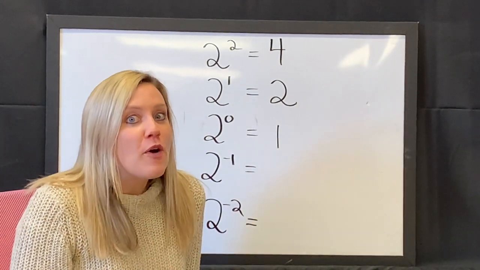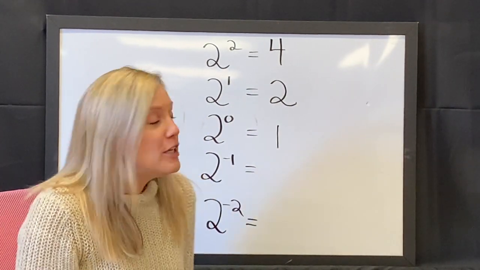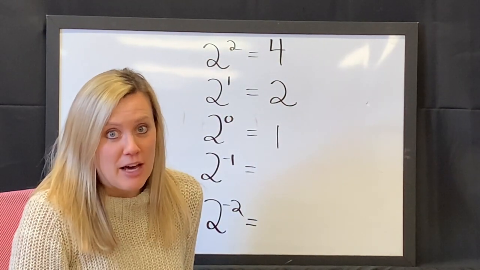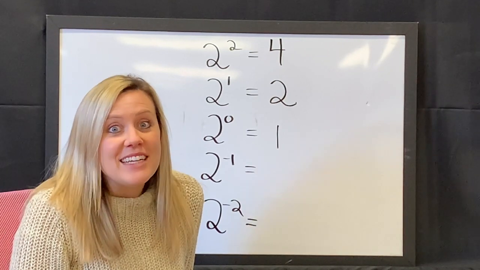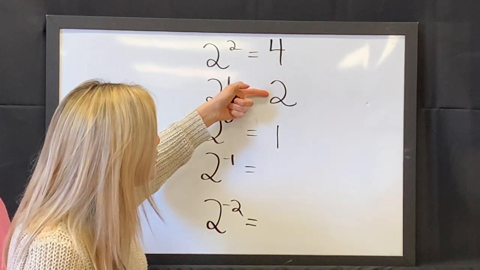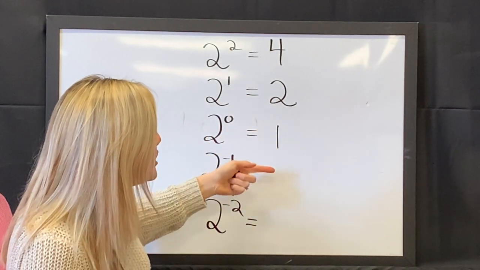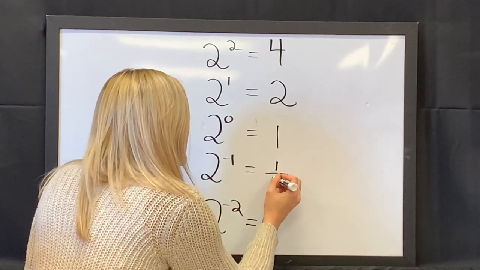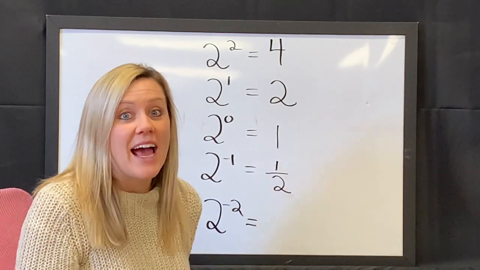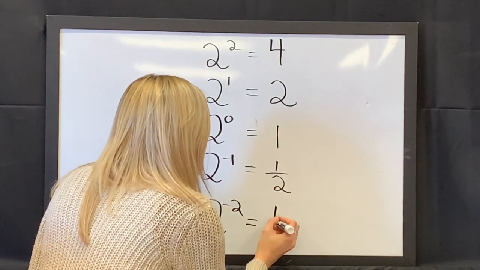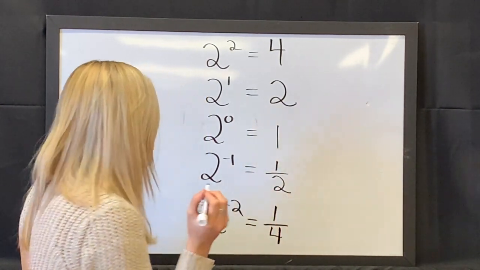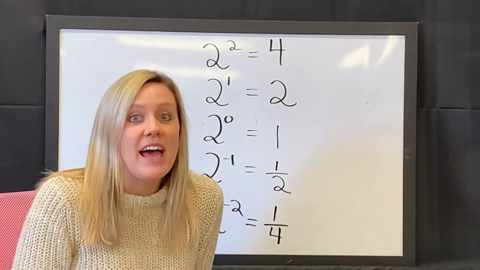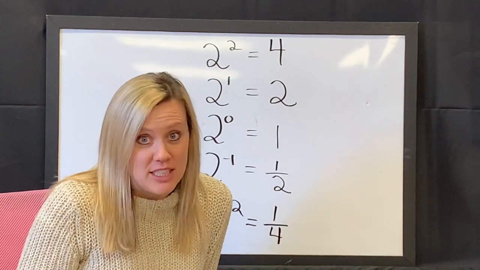Okay, before I get into my negative exponents, I want you to look at the numbers 4, 2, and 1 to see if you see a pattern. So what I see is half of 4 is 2, half of 2 is 1. So if we continue that pattern, half of 1 is going to be 1 half, and then half of 1 half is going to be 1 quarter or 1 fourth. So negative exponents don't really mean negative. Negative exponents actually mean division.